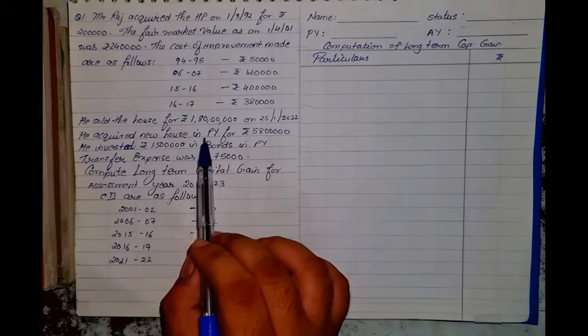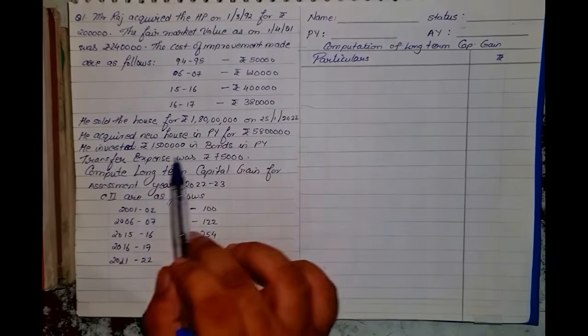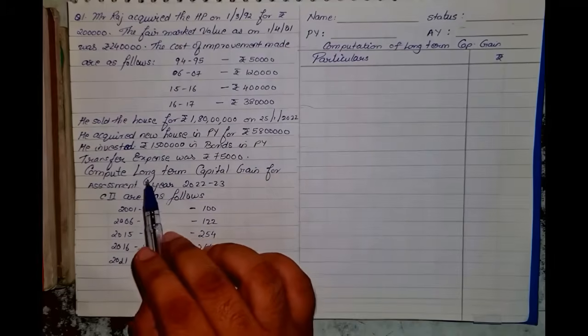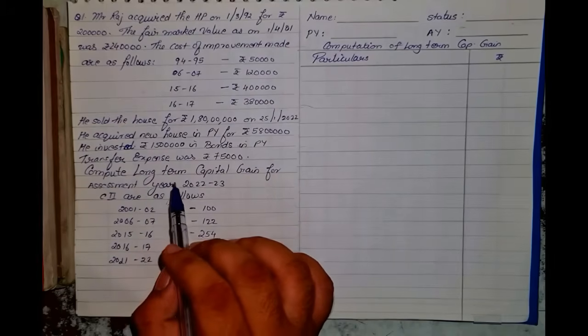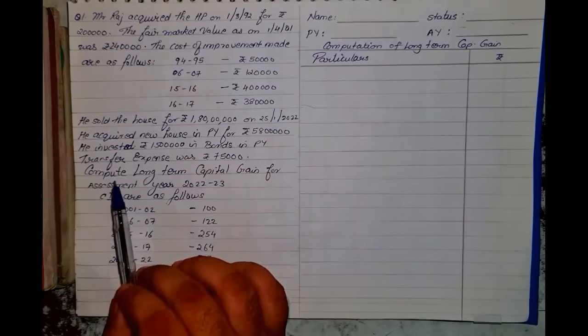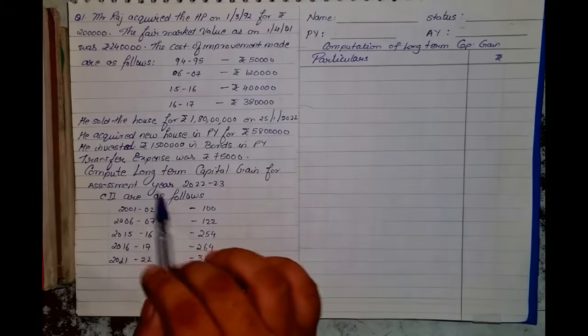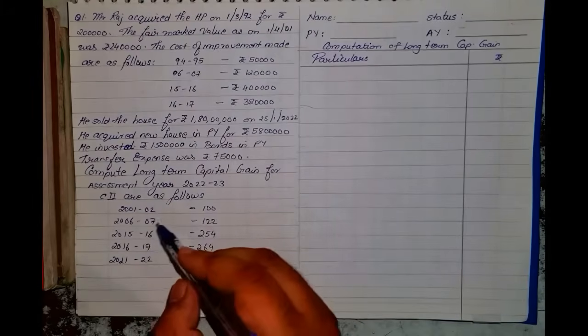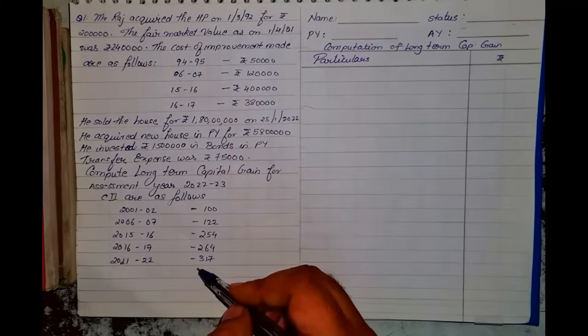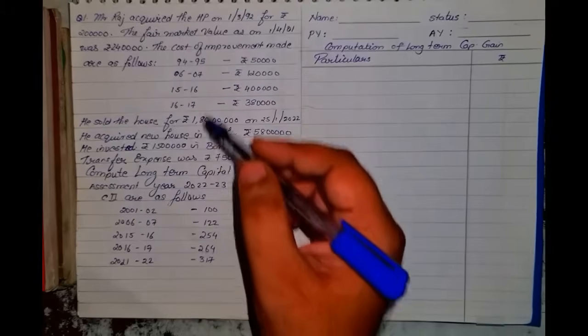He acquired a new house in the previous year for 58 lakhs. He invested rupees 15 lakhs in bonds in the previous year, and there were some transfer expenses of rupees 75,000. The question is that you need to compute the long-term capital gain for the assessment year 22-23. The CII are given for various years, that is nothing but the cost inflation index. Now let us see how to solve this particular question.